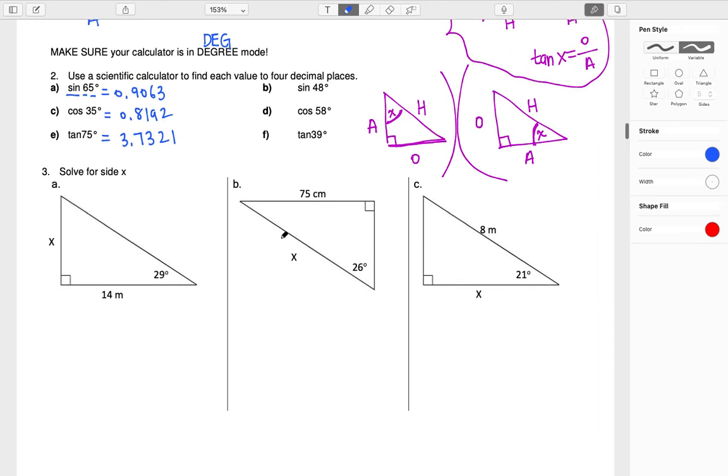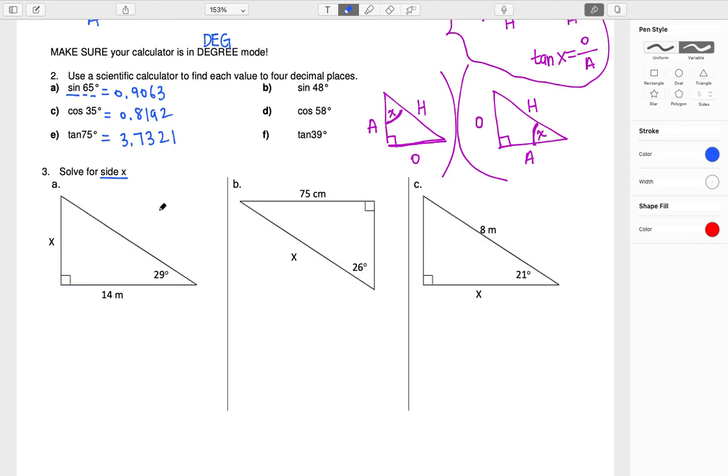Now let's try some questions then. It says solve for side x. So we're looking for length here. But unfortunately, even though it's a right angle triangle, we cannot use Pythagorean theorem, because in order to use Pythagorean theorem, you need to have two lengths. So we know this is 14, but we don't know what this length is.